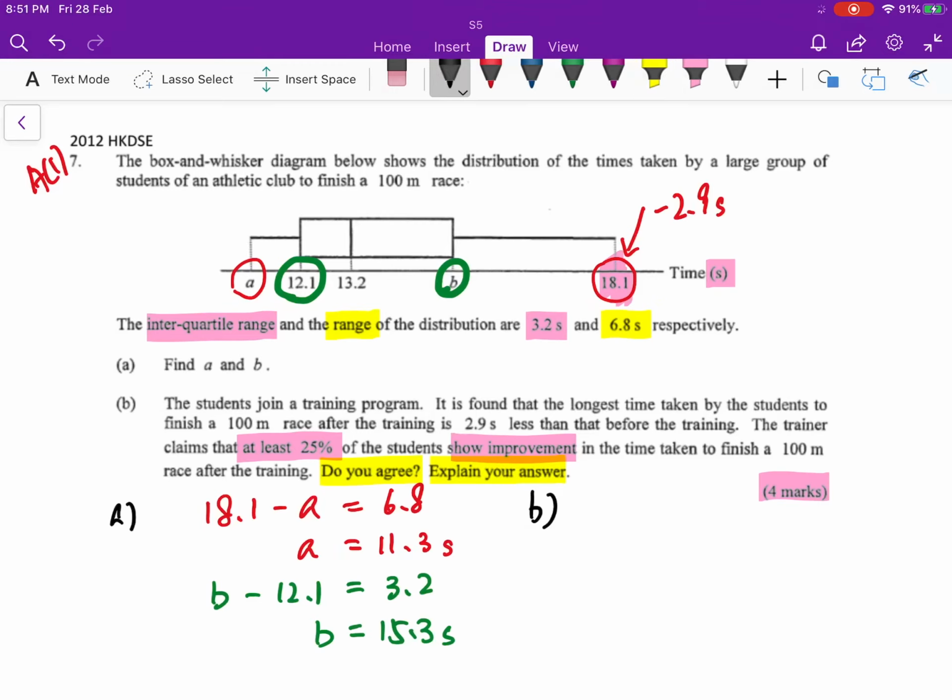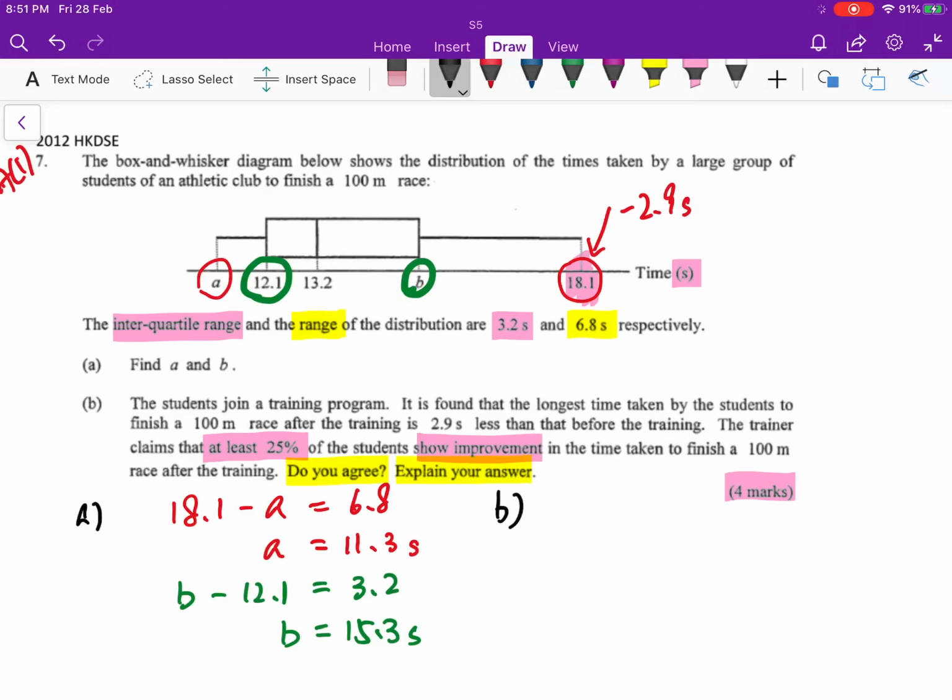So you can see that it is a very, very similar question to your quick practice. So let's see how we can do it. First of all, find out the maximum time. The maximum time will be 18.1 minus 2.9 seconds, so the time will equal 15.2 seconds. So take a look at 15.2. Actually, B equals 15.3. So where is the 15.2? 15.2 will be here.